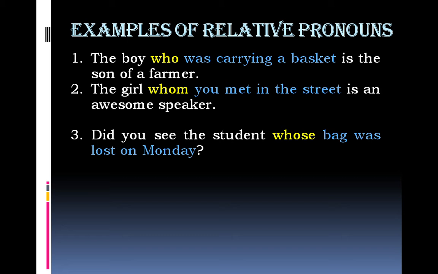Did you see the student whose bag was lost on Monday? Did you see the student? This is one clause. You is the subject, see is the verb, student is the object. Whose bag was lost on Monday is your relative clause.